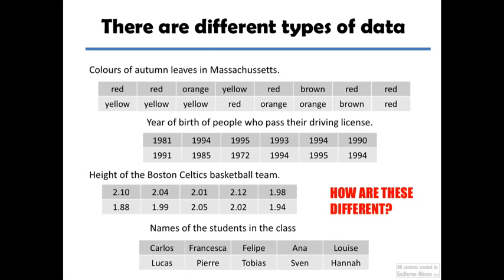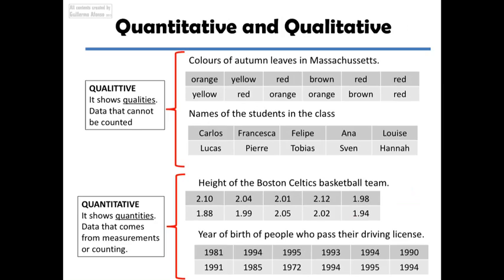Well, we have words, or we have numbers. Another way of saying this is we have quantities or we have qualities. And that's what we call quantitative data and qualitative data. Remember the difference. Qualitative shows qualities. Quantitative shows quantities. So numbers goes for quantitative and words goes for qualitative.